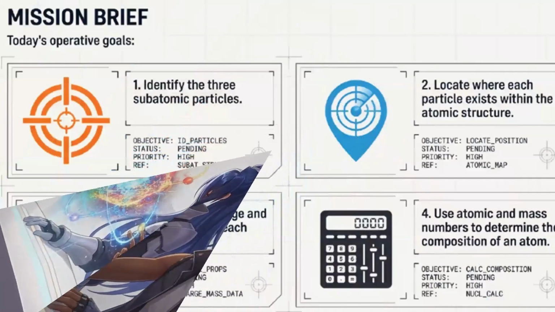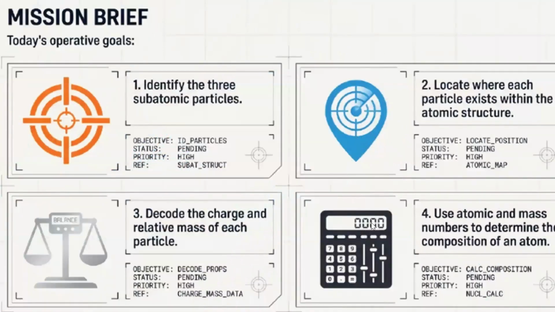Today's goals are: identify the 3 subatomic particles and locate where each particle exists inside the atomic structure, then learn the charge and relative mass of each particle, and use atomic number and mass number to determine the composition of an atom.